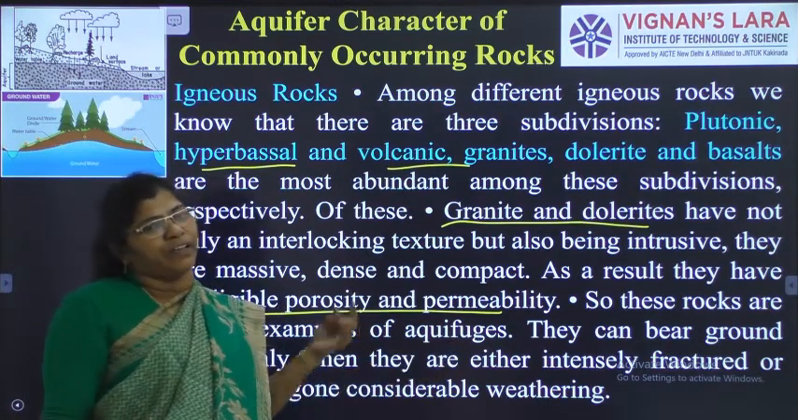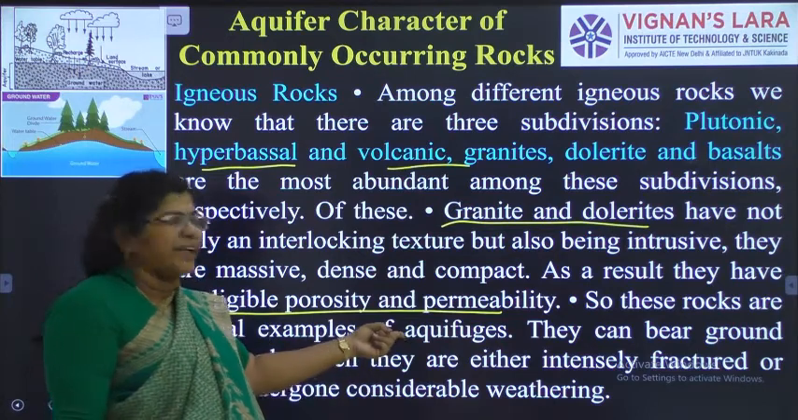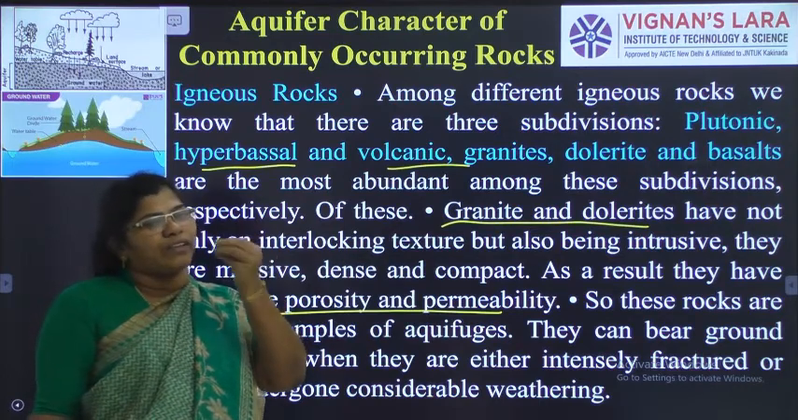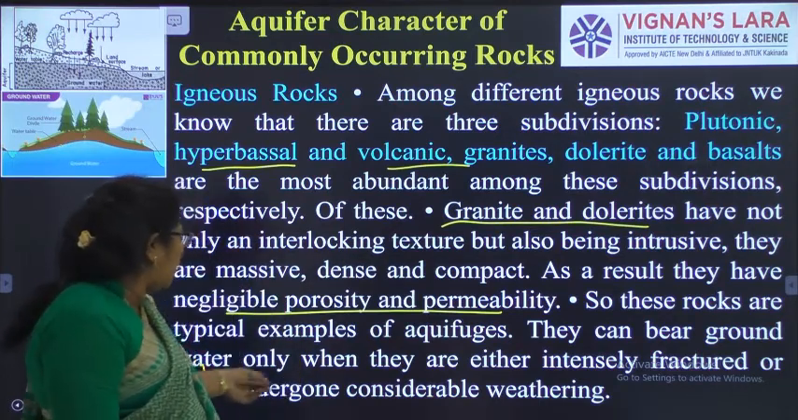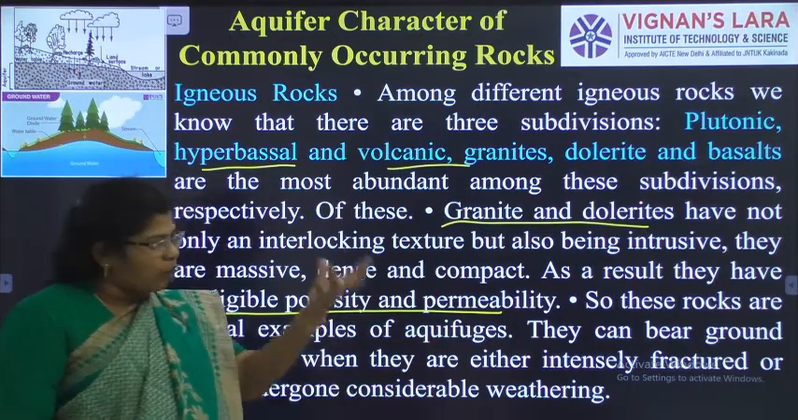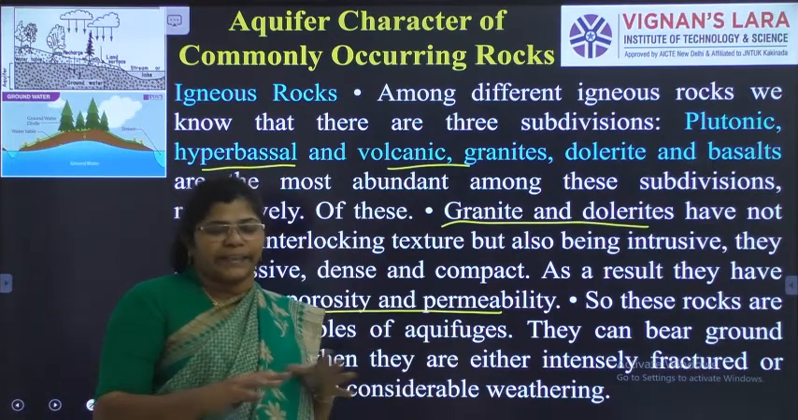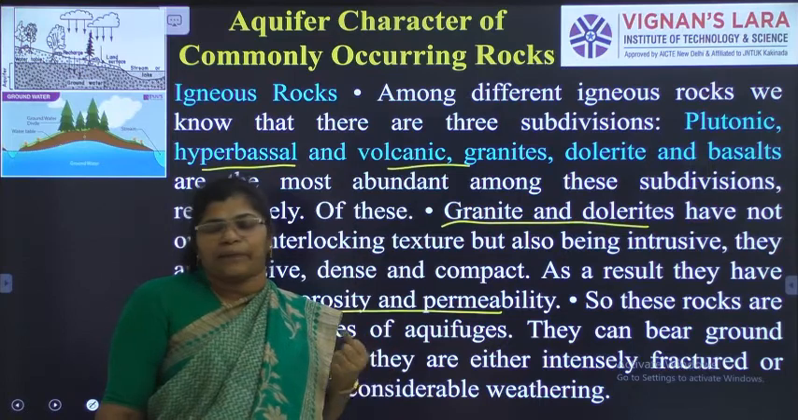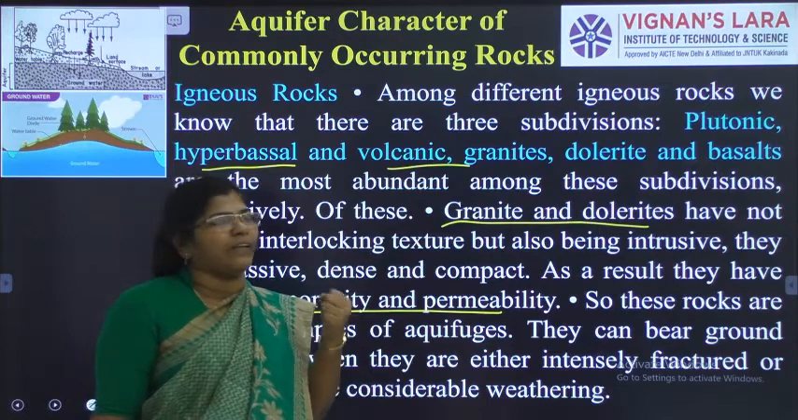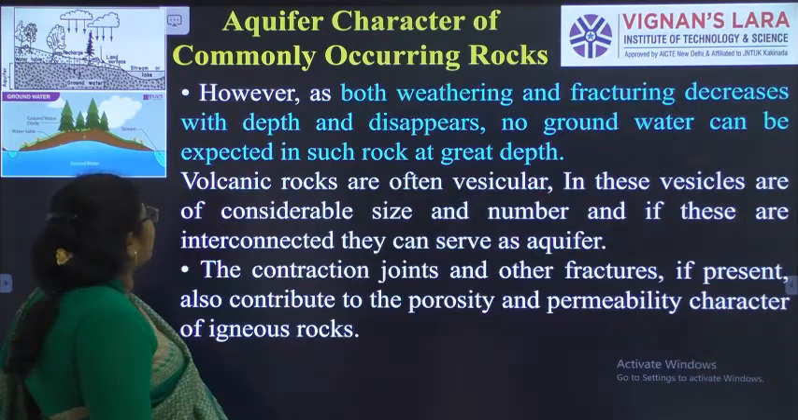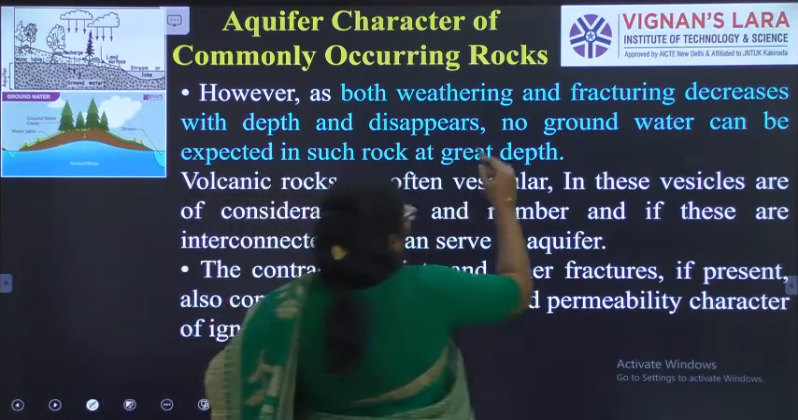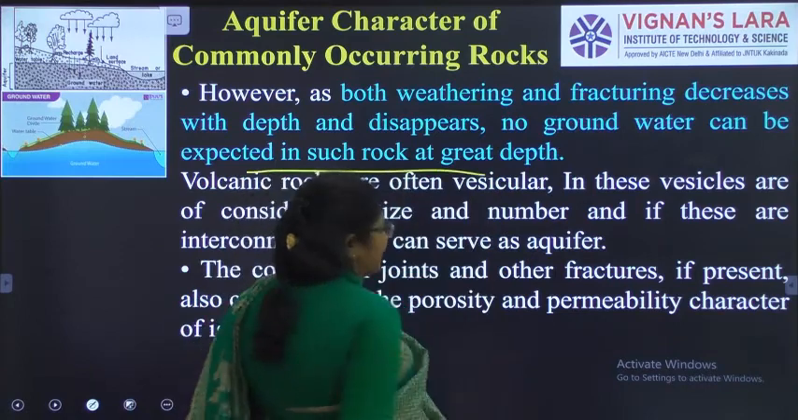So we saw what is aquifer and what is aquifuge now. It is a layer which will have no water, or it will have some water which will go in for seepage. They can be a groundwater source only when they are intensively fractured and have undergone considerable weathering. It can hold water in the cracks, which cannot be drawn regularly, but it can ooze out because of the seepages. However, both weathering and fracturing decrease with depth and disappear. No groundwater can be expected in such rock at a greater depth.